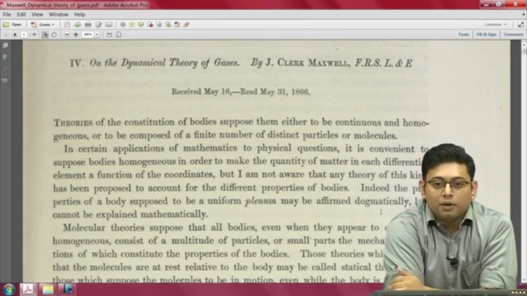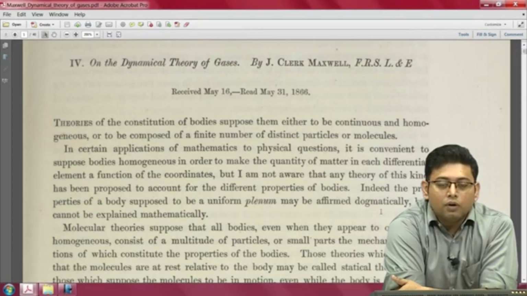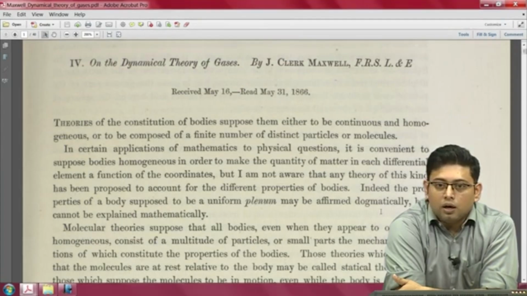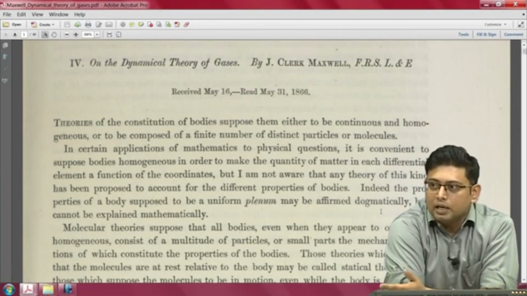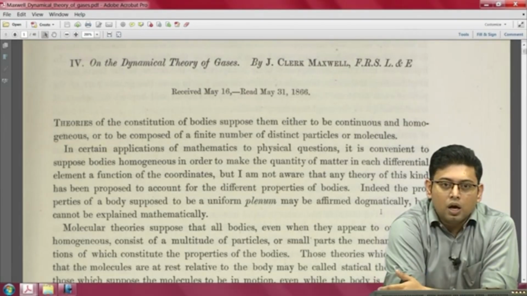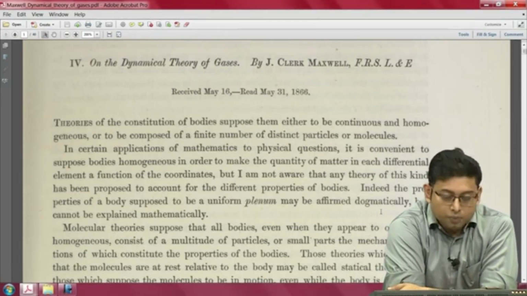So, in the beginning he talks about that, and that is quite interesting to read, because he says that the theories of the constitution of bodies suppose them either to be continuous and homogeneous or to be composed of a finite number of distinct particles or molecules. So, he is talking about the two ways in which we believe that the material exists. The first is the continuum model, where the material is just believed to be homogeneous at any scale, even if you go down smaller and smaller, and in the other case it is always supposed to be composed of a finite number of particles or molecules.